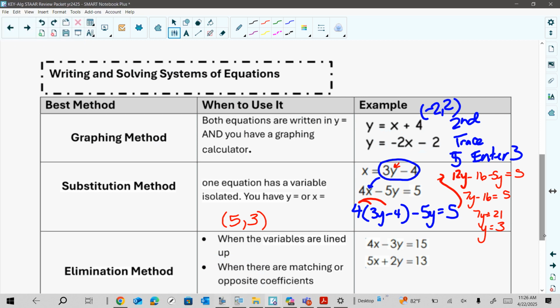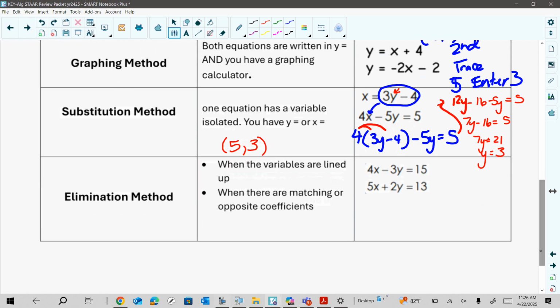Now the third way is to use elimination. This is when the variables are lined up. We need to see them all lined up with the constant. When they are matching opposite coefficients. So either they match or we need to create an opposite. So none of these coefficients, that's our numbers in front, match. So we have to create an opposite.